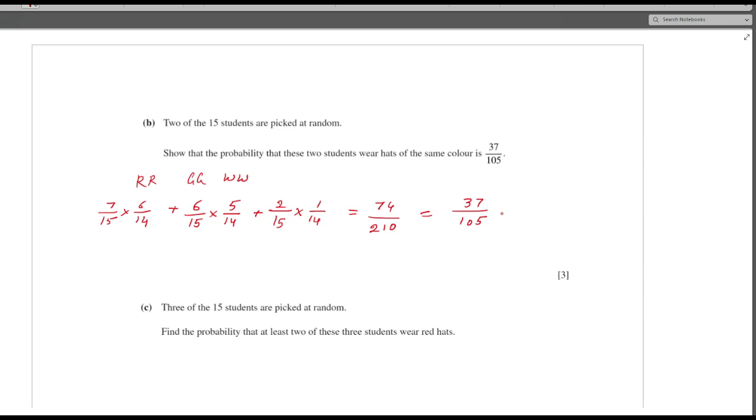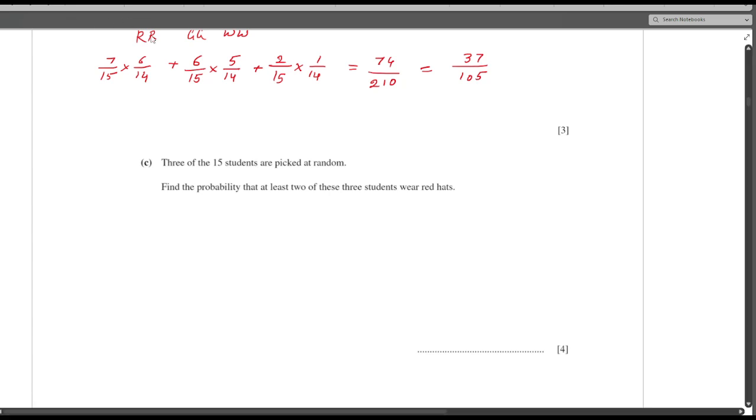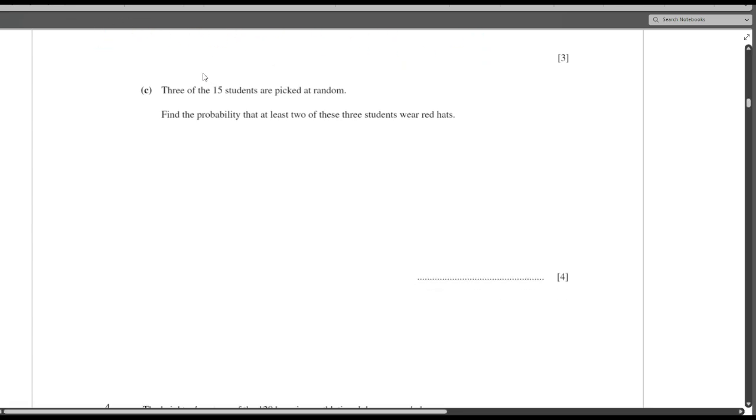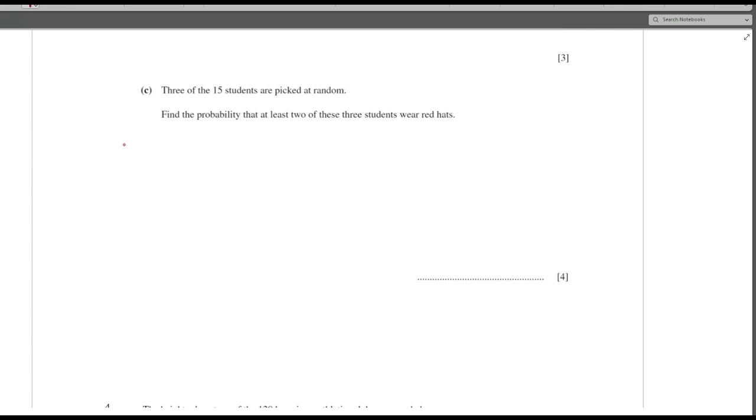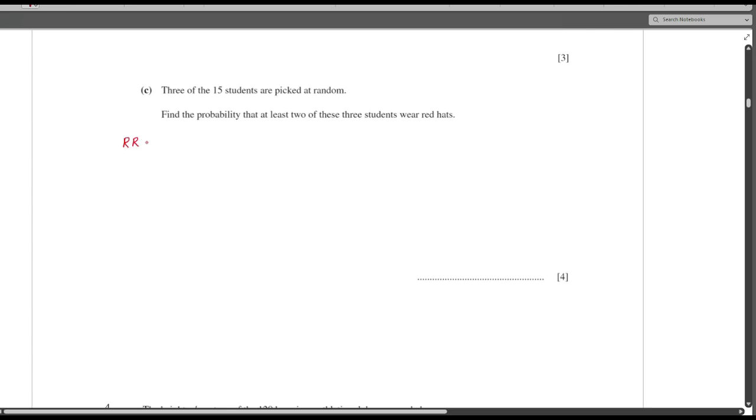The C part is: 3 of the 15 students are picked at random. Find the probability that at least 2 of these 3 students wear a red hat. Now 3 of the 15 students are picked at random. Find the probability that at least 2 of these 3 wear a red hat. So at least 2. So that means either 2 will wear a red hat or all 3 will wear a red hat. So 2 are wearing a red hat, the third I don't know, let us consider X. So the third one will wear a white hat or green hat, plus I can have the first wearing a red hat, the second wearing some other hat, and the third wearing a red hat.